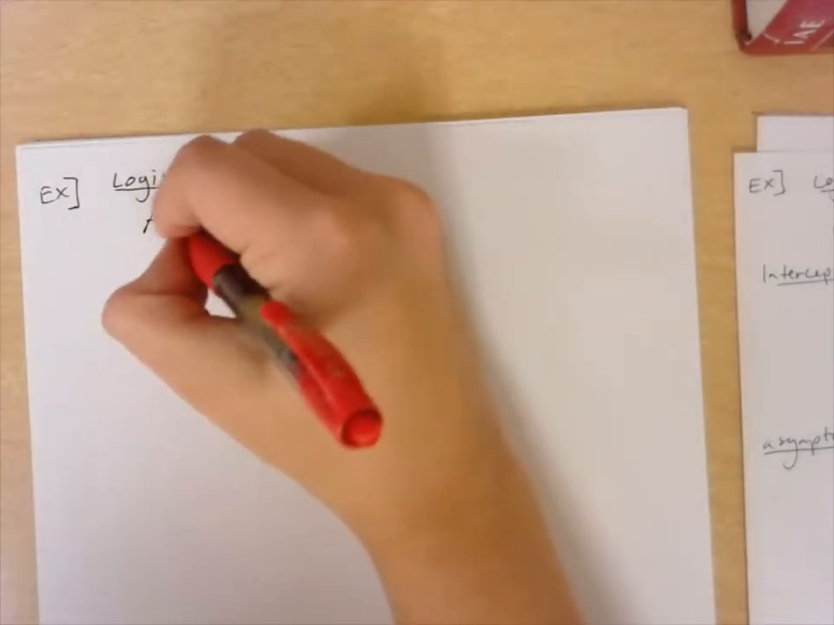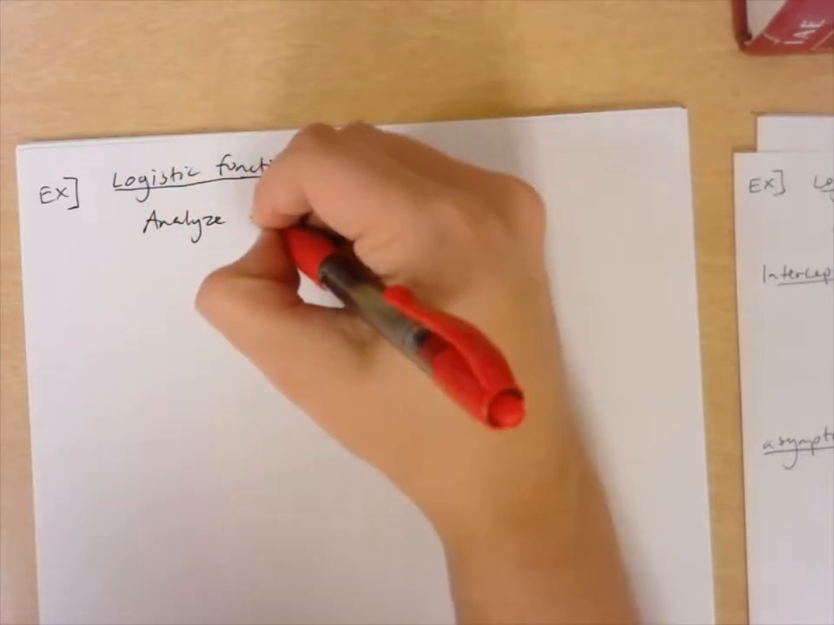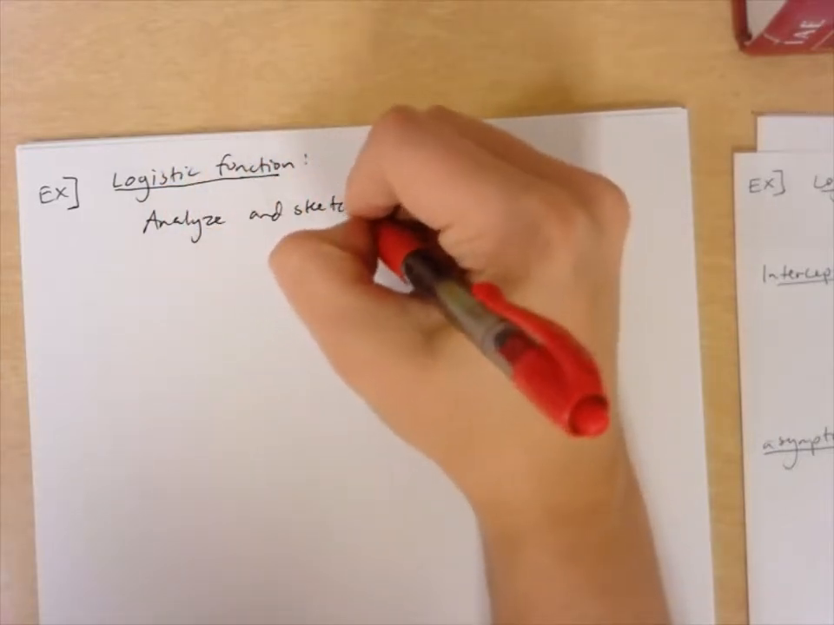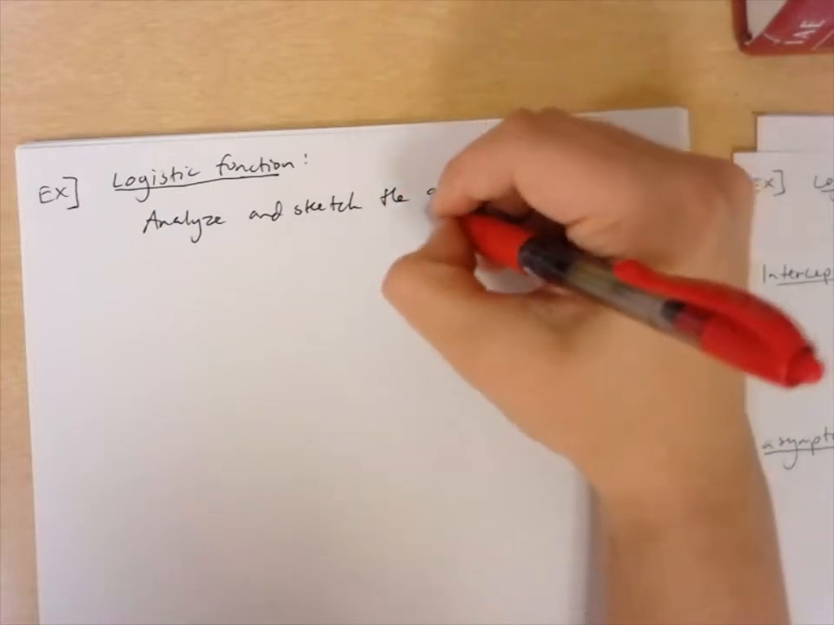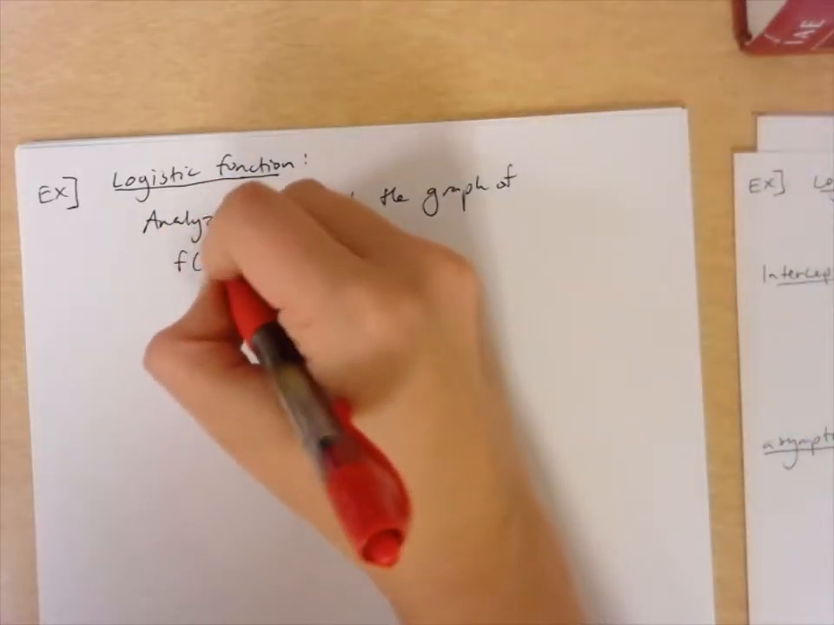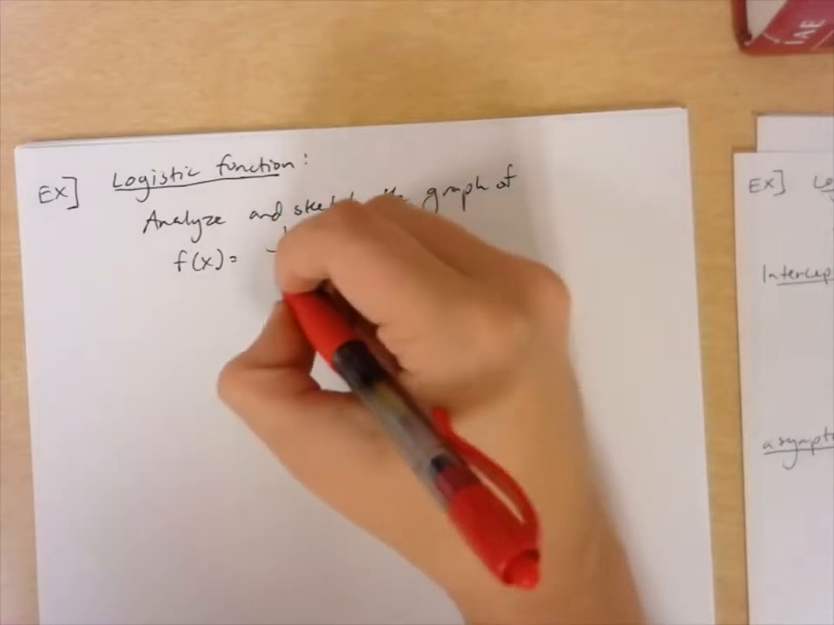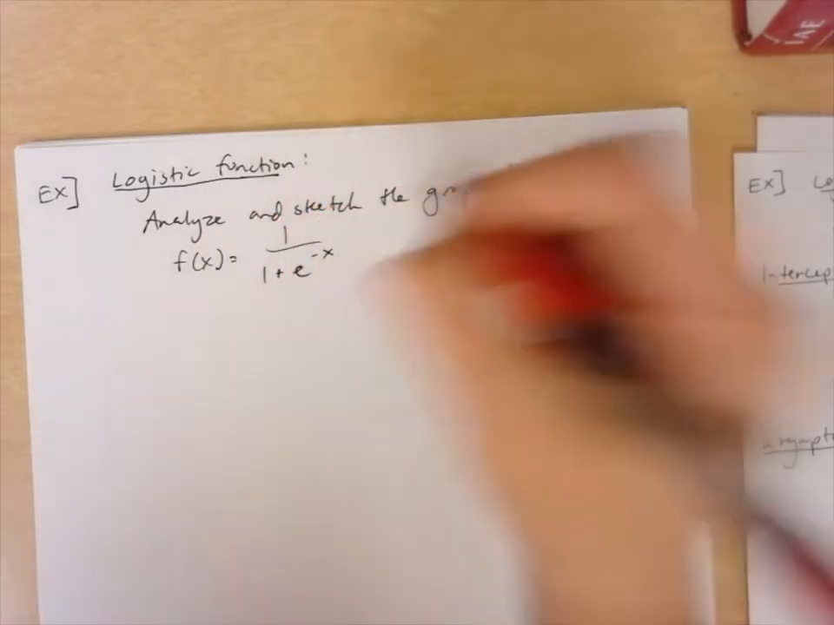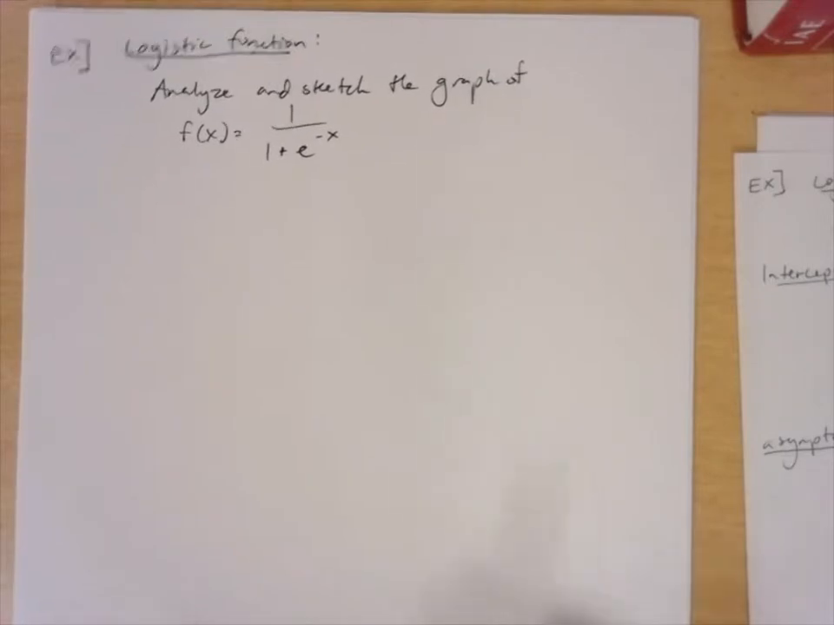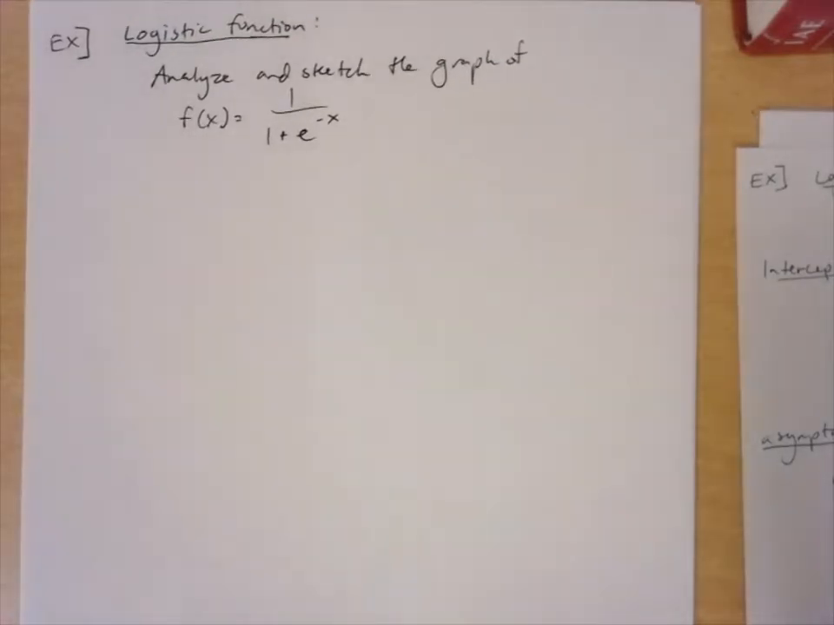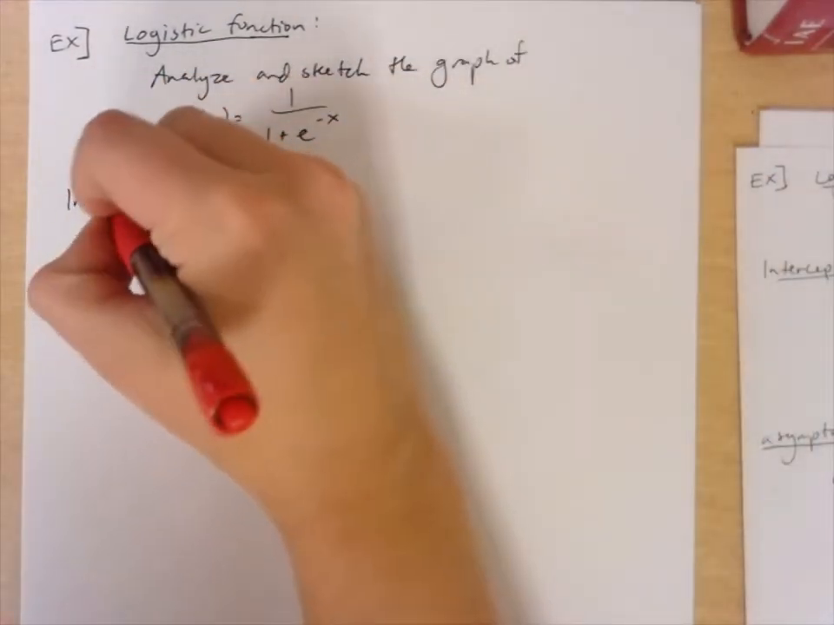And we're asked the question, analyze and sketch the graph of f of x equals 1 over 1 plus e to the negative x. Alright, this one's going to be kind of fun to do as well. Start off the same way every time. Let's talk about those intercepts.